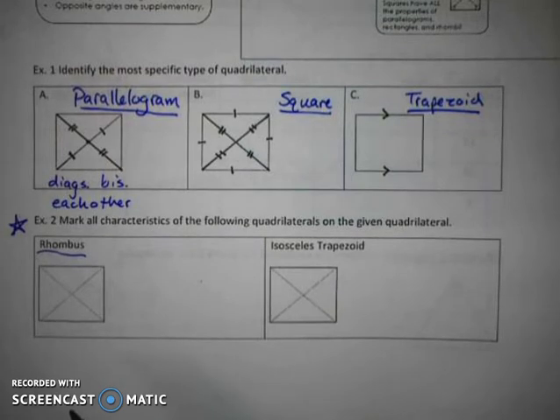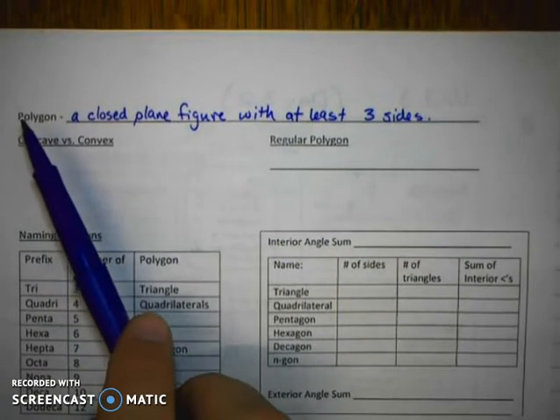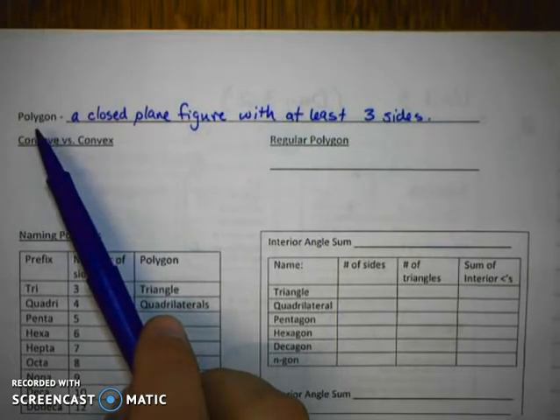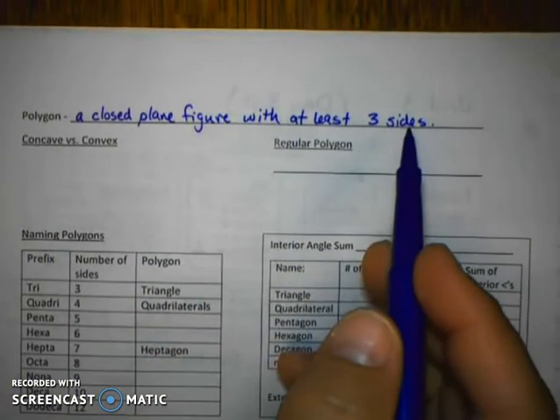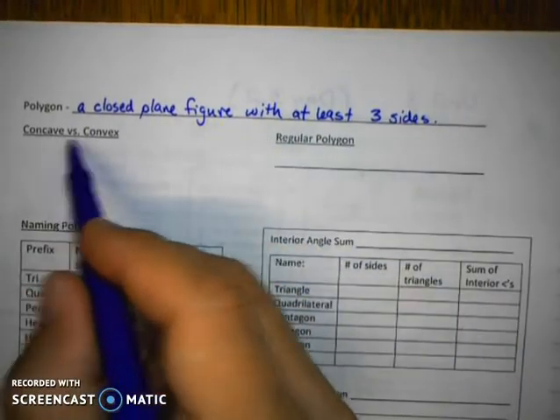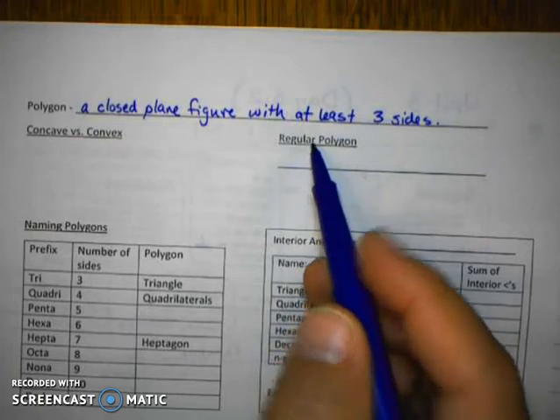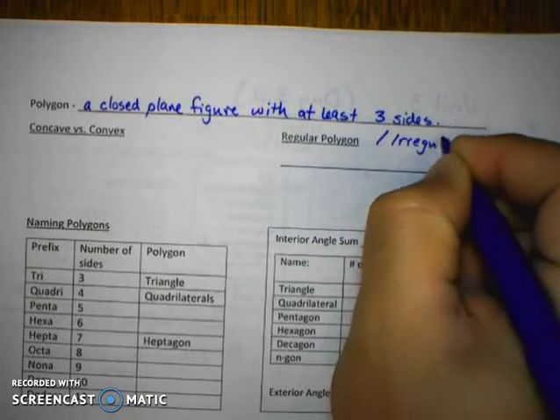Okay, let's go ahead and turn the page. All right. If you remember from yesterday, we talked about the definition of a polygon. A polygon is a closed plane figure with at least 3 sides. Now, we can further classify polygons in 2 ways, either as concave or convex, and then we can also classify it as regular or irregular.